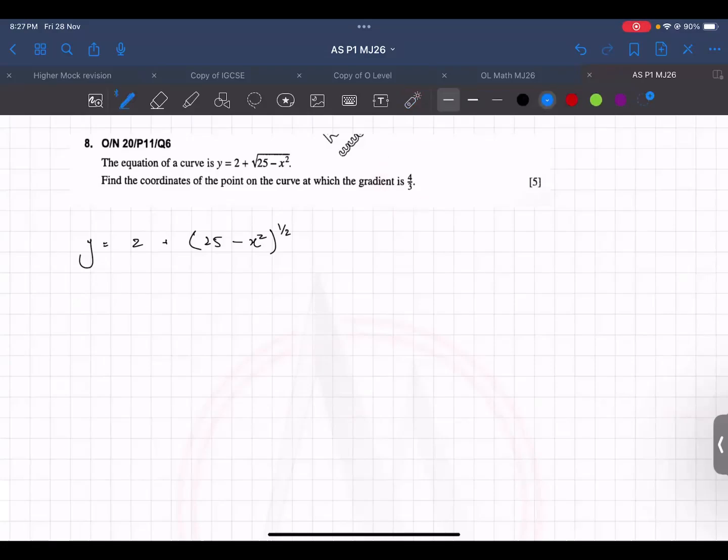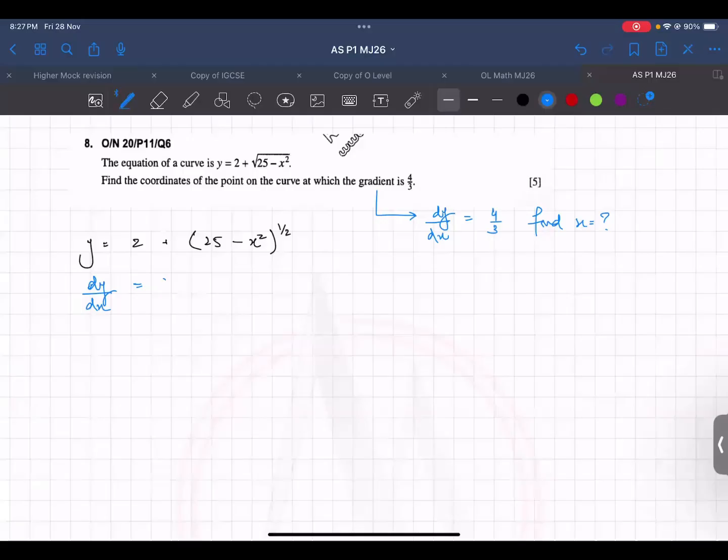So this means the gradient of the tangent is always what? The dy by dx. So they have given you the value of the dy by dx, 4 upon 3, and they're asking you to find the values of x. Find x when your dy by dx is equal to 4 upon 3. So what you have to do? You will have to find the derivative.